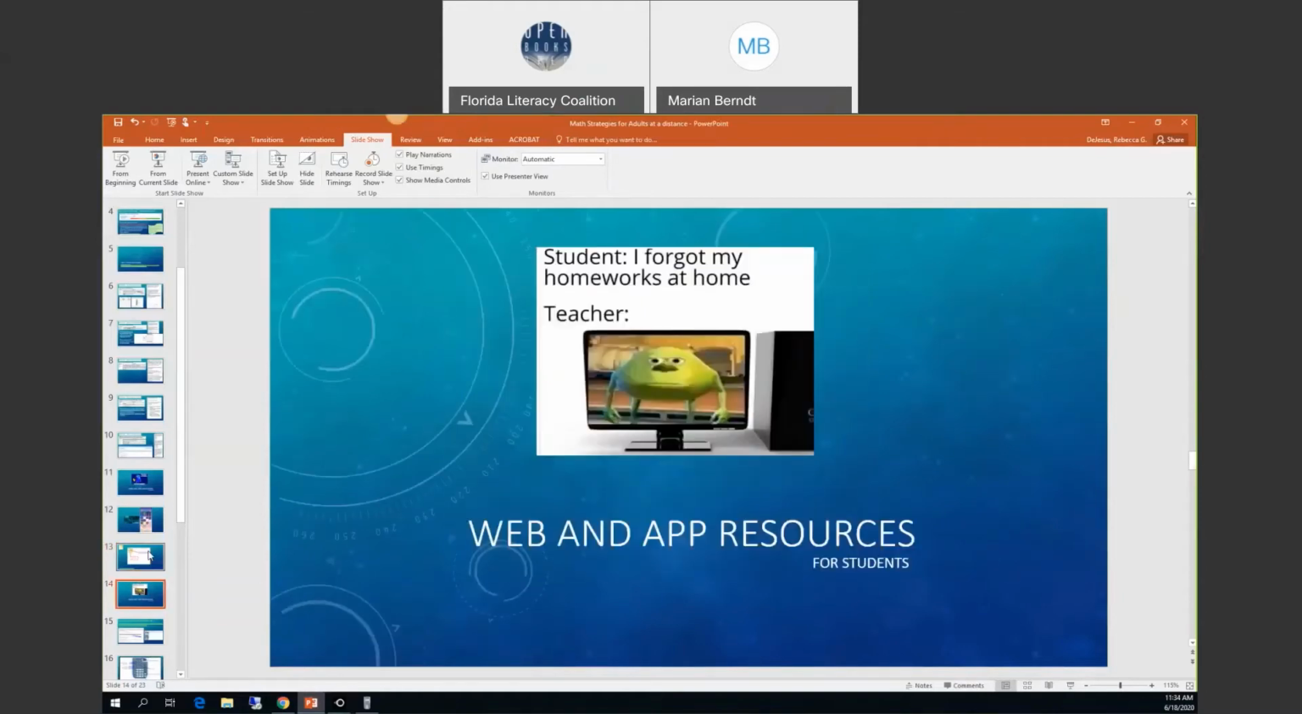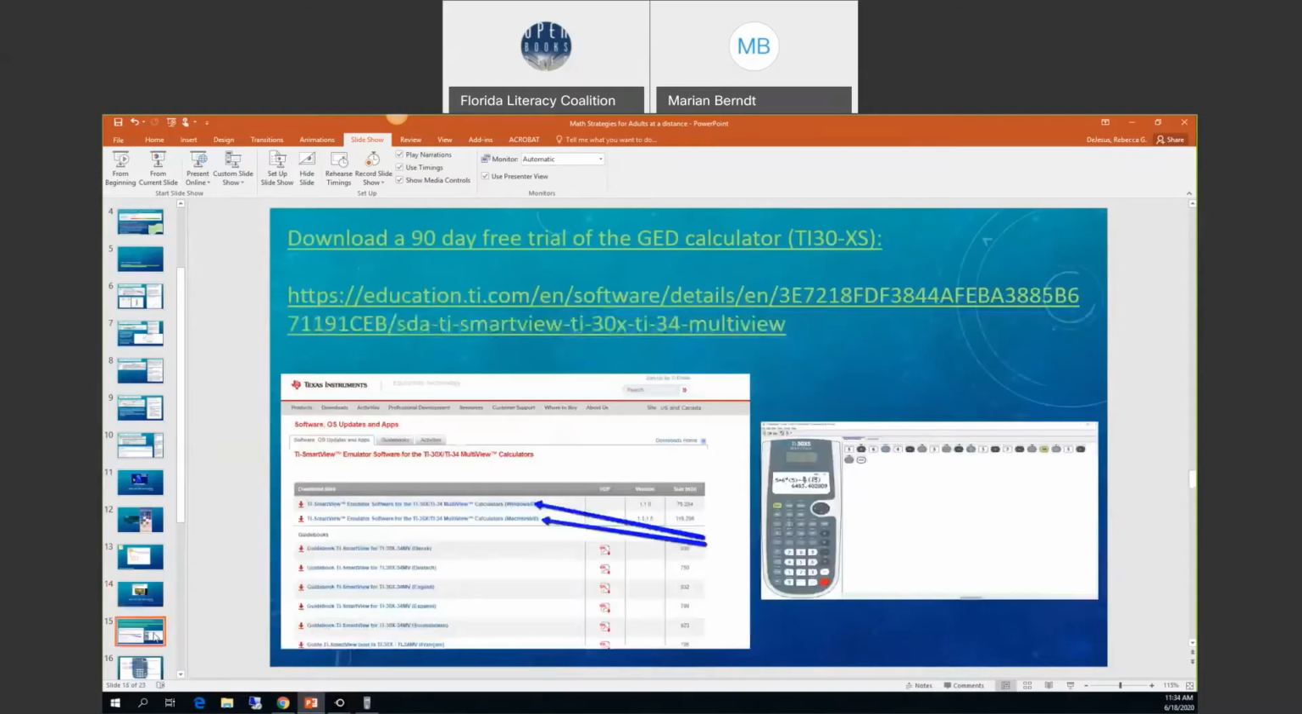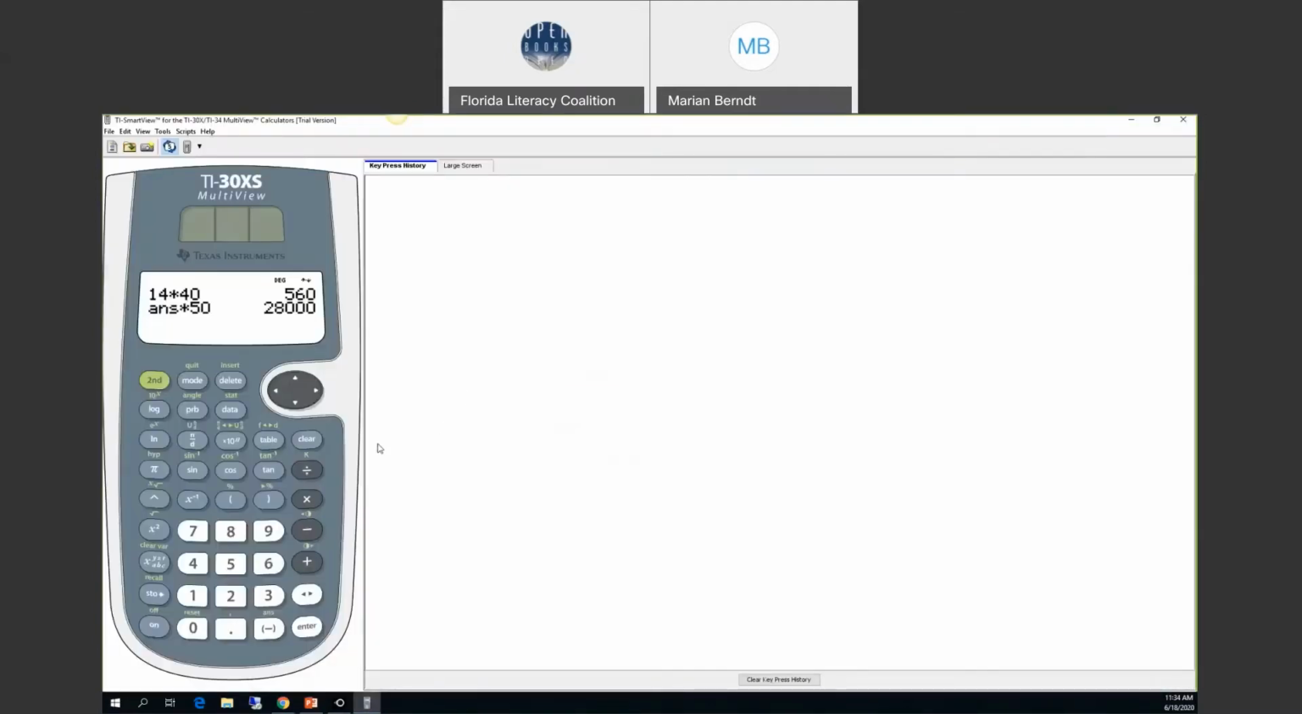All righty, so we talked about a couple different productivity tools. Now let's talk about some things for students. These are going to be things that you might want to use with your students. So the first thing that I have is a free download of the GED Math Calculator. If you need the GED Math Calculator, I'm going to show you what it looks like. It's a free download for 90 days.